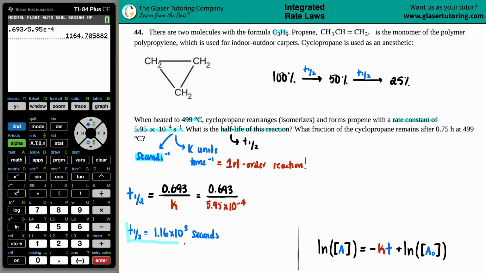Didn't say that we had to convert that, so I'm going to leave it like this. But if you needed to convert to minutes, you just divide by 60. If you need to convert to hours, you divide by 60. But you get it.